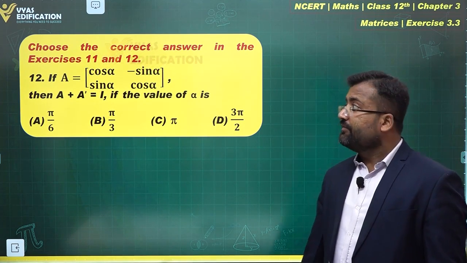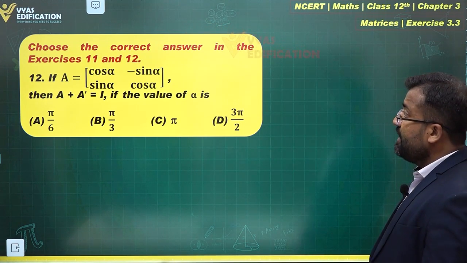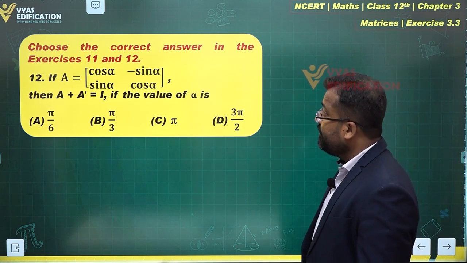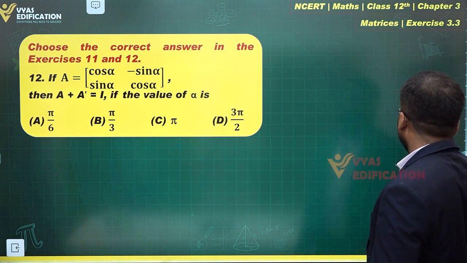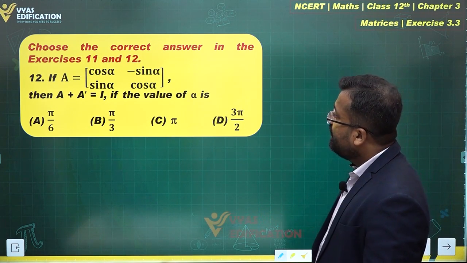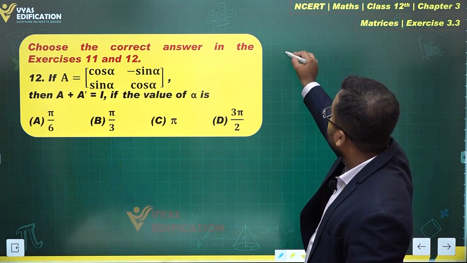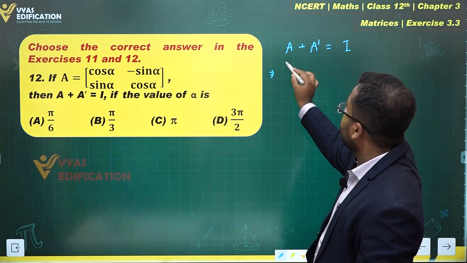Let us solve this question. Choose the correct answer. If A equals this matrix, then A plus A transpose is equal to identity matrix if the value of alpha is what? We are supposed to find the value of alpha. The equation that is given is A plus A transpose is equal to I, the identity matrix. Now what is matrix A?